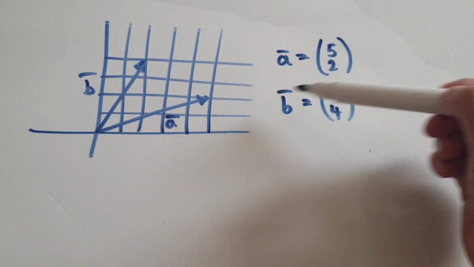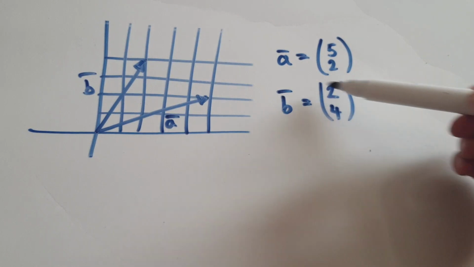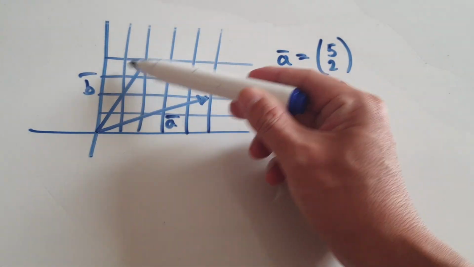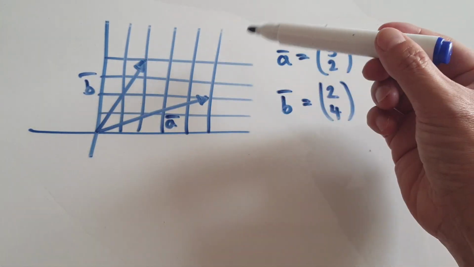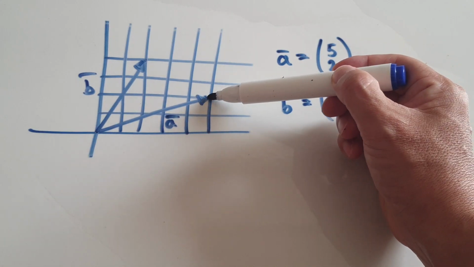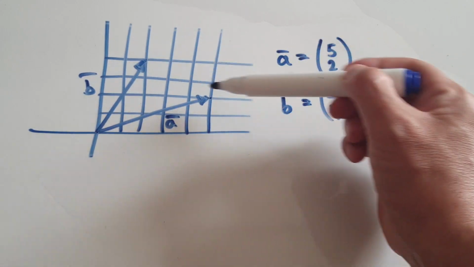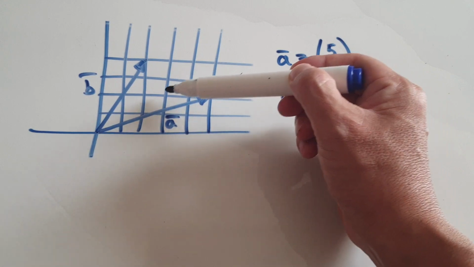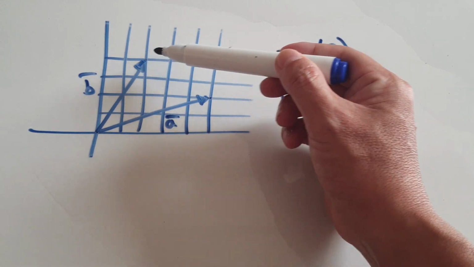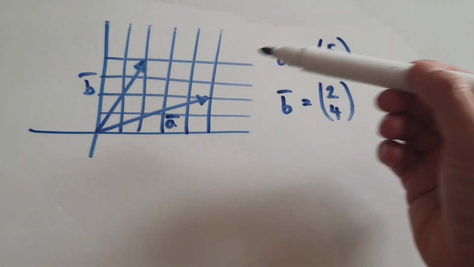So vector B would be the movement where you move 2 across and then 4 up. So this here is vector B. Now the question is, how would you get from here to here? I know we can just look at the diagram and say, oh, you would go back 3 and then up 2. But let's imagine you didn't know that.